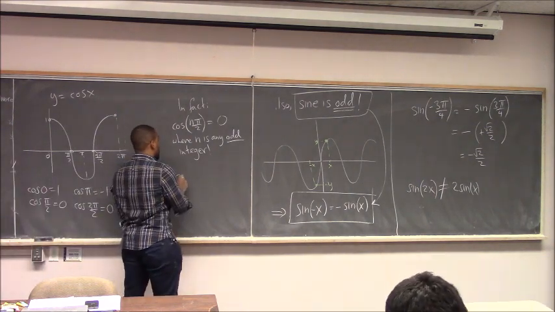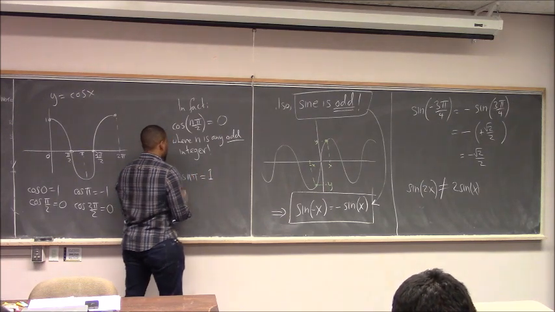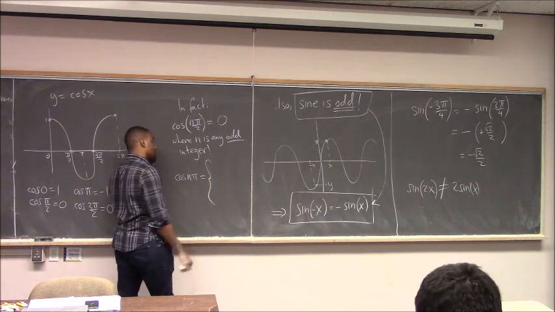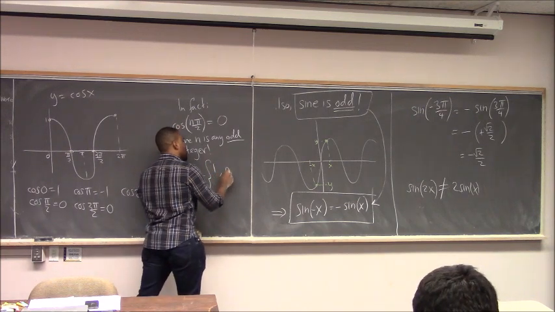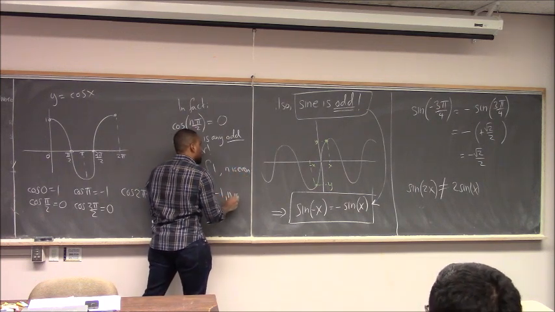You also know that the cosine of n pi is 1 if... I didn't even think of this as a piecewise function. This is a useful thing to know. It's 1 if your n is even, and it's negative 1 if your n is odd.